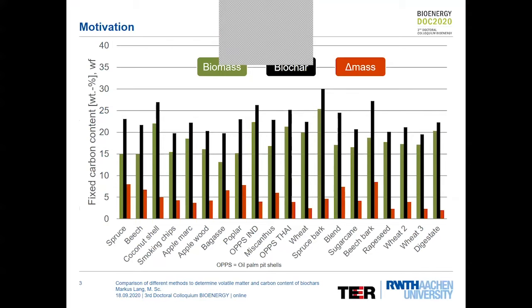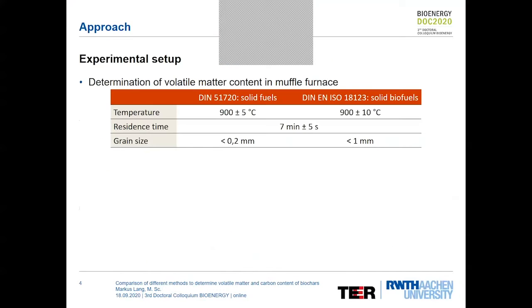And we now want to have a look on parameters who can influence this and how the fixed carbon content can be determined for biochars. So for those of you who are not familiar with the determination method of volatile matter content, there are 2 standards in Germany, one for the solid fuels and one for the solid biofuels. And they are both done with a muffle furnace, and the only big difference is the grain size.